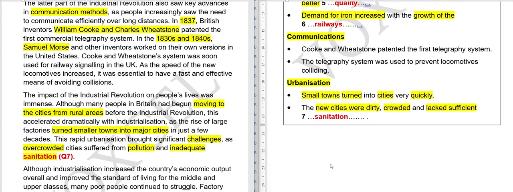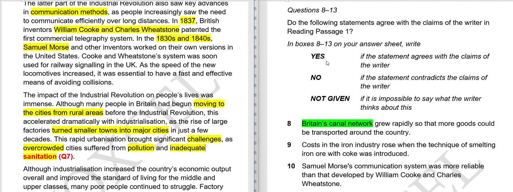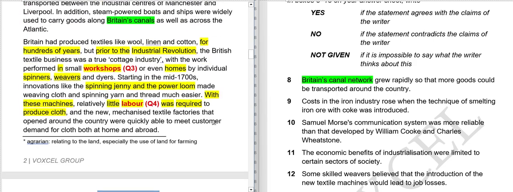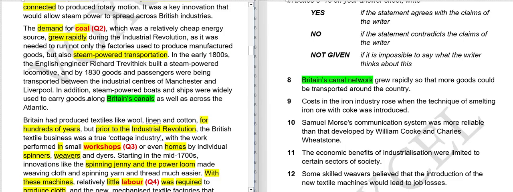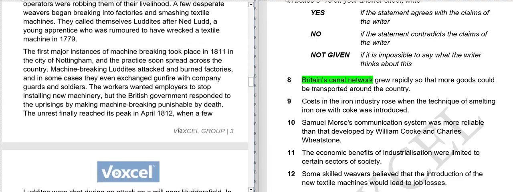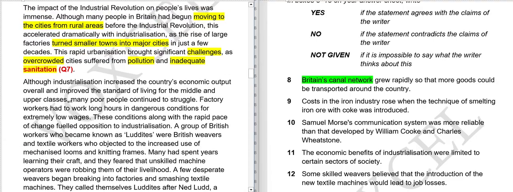Now moving on to the next set, question number 8 to 13. So for these sets again, the answer to the next question will always be after the previous question. Like we will find the answer to question number 9 after question number 8. You do not have to go back up again. So we know maybe our question number 8 is in this particular sentence because we haven't read about Britain's canal network anywhere else up until here. Maybe in the last 2 3 paragraphs there may be something about canals.